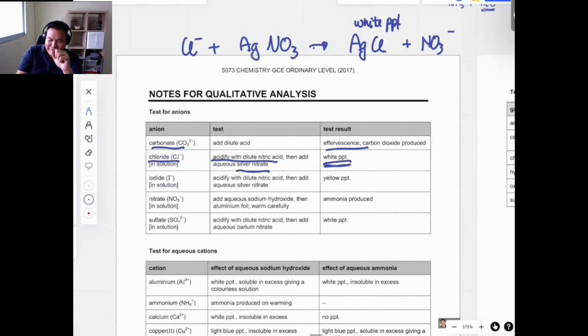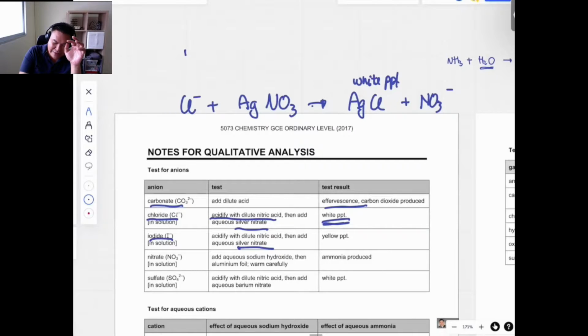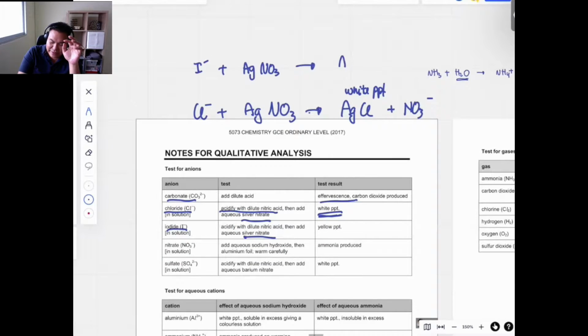Test for iodide, similar. You add nitric acid, then you add silver nitrate. That means I minus plus AgNO3. Then you get AgI plus NO3 minus. And this AgI is yellow precipitate.